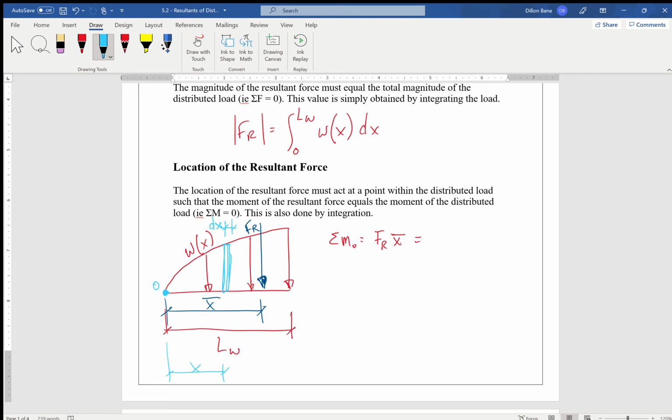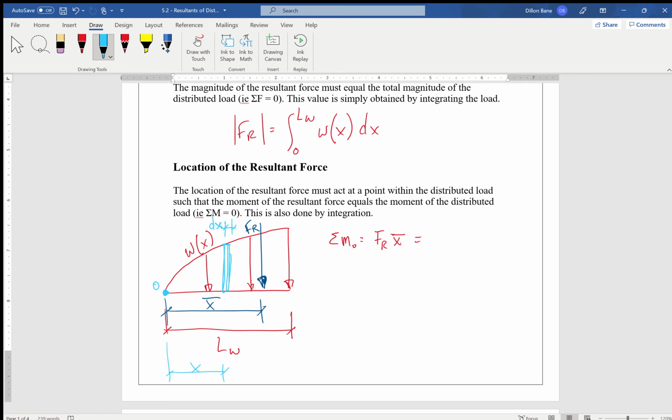So if we were to break this up into an infinite number of strips that have infinitely small width dx, the height of all these strips is going to be w of x. The width of this strip is dx. So if I take a width and a height of a strip underneath the load curve, that's actually going to give me a force, right?